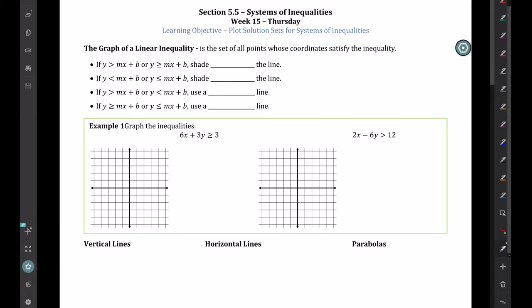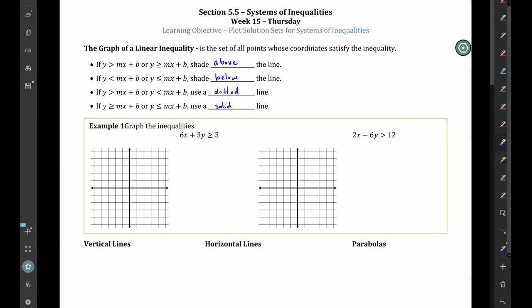So if you have something of the form y is greater than mx plus b, or y is greater than or equal to mx plus b, then you want to shade above the line. And if it's a less than, then you want to shade below the line. And if it's strictly a greater than or strictly less than, then you want to use a dotted line. And if it's a greater than or equal to, you want to use a solid line. So hopefully that's review for you.